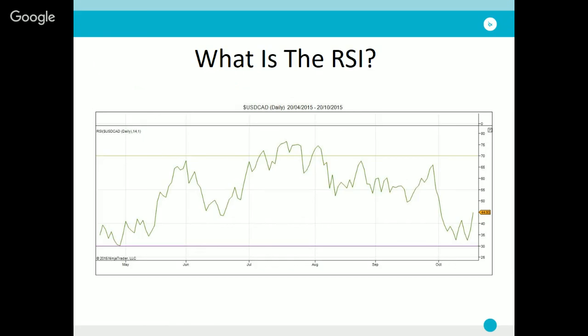So this is the RSI indicator, very simple, very straightforward. It measures the underlying momentum in price. Once it hits 70, it suggests price is overbought. Once it hits 30, it suggests that price is oversold.